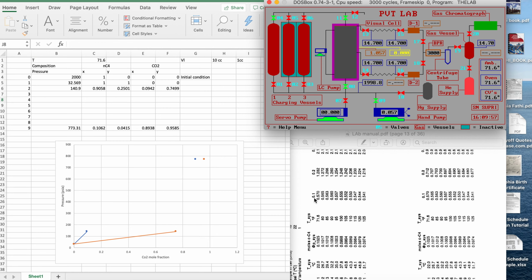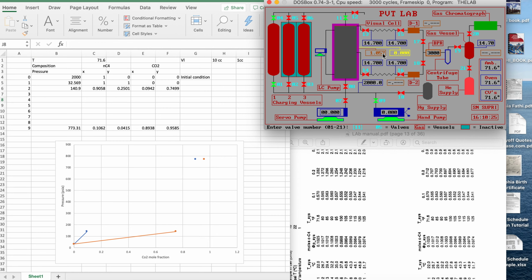Remember, this table was generated for 10 cc's of N-butane. Now that I have only 1 cc, this number needs to be divided by 10. So now I'm going to close valve 8, open valve 1, and inject that 0.057 into the CO2. So now I had 1 cc, and now 0.05 cc's of CO2 added.